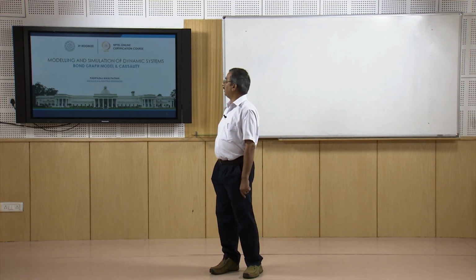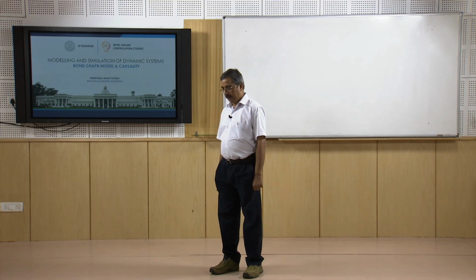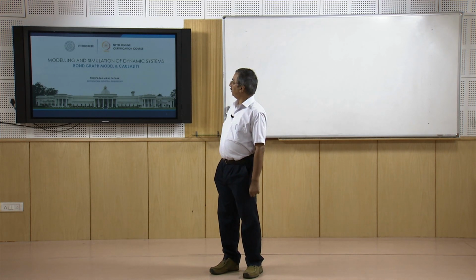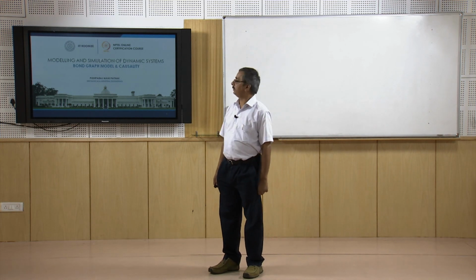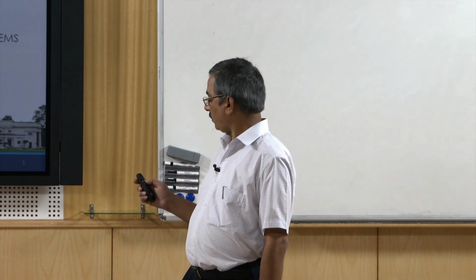In this lecture, we will be continuing the bond graph elements of my previous lecture, and after we complete the description of these bond graph elements, then we will look at the concept of causality, which is a very powerful tool in bond graph modeling and which helps us in deriving the system equation of any dynamic system in an algorithmic manner.